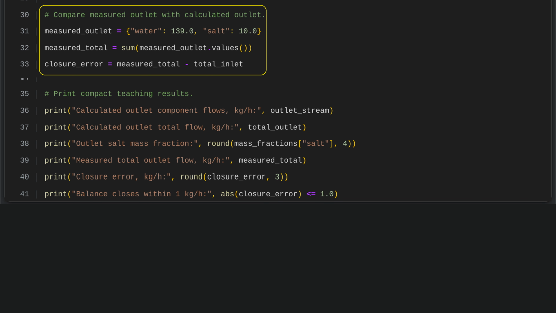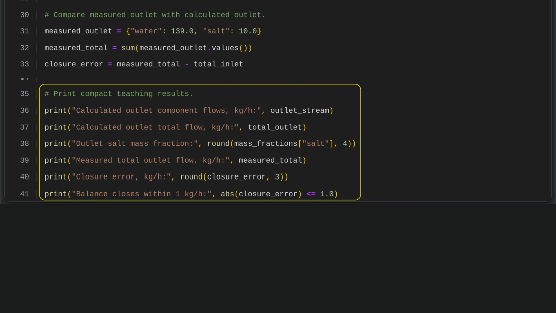Define the measured outlet by its water and salt components. Then add them to get the total measured outlet flow. Compare this value with the previously calculated total inlet flow by finding the difference between them. This closure error shows how well the measured and calculated flows agree and highlights any discrepancy in the flow balance.